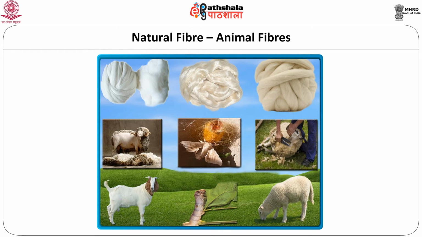Next, let us see about animal fibers. Animal fibers generally comprise protein. These fibers are commonly obtained from hair or fur of the animals or from cocoons. These fibers are divided into three groups such as silk, wool and hair.